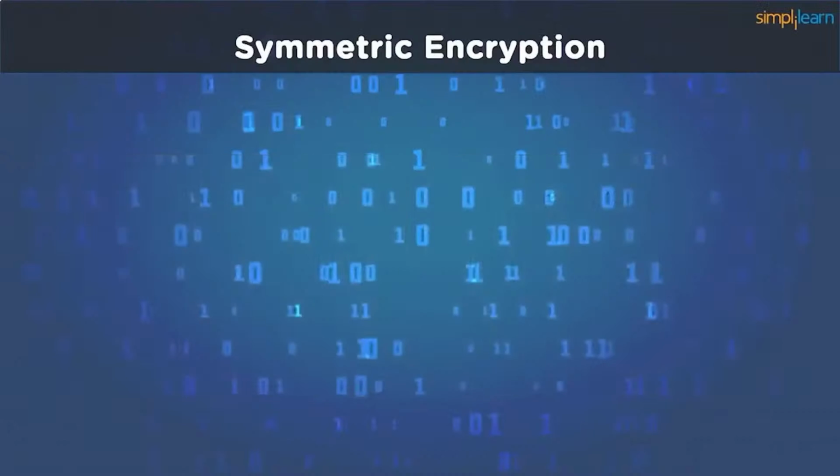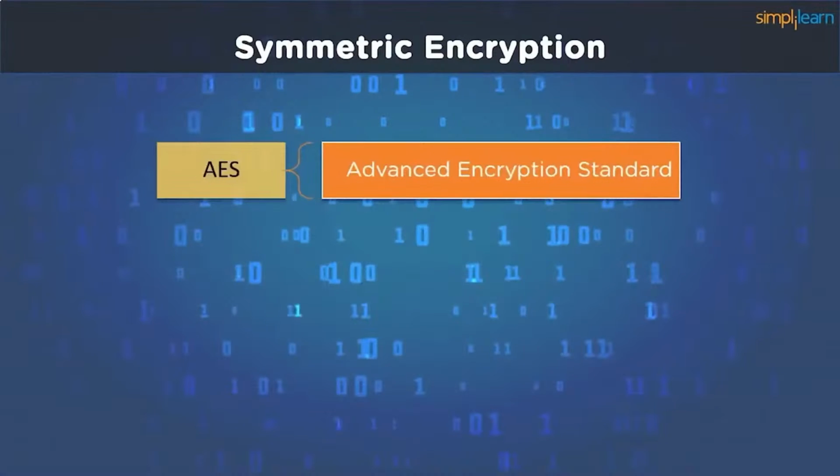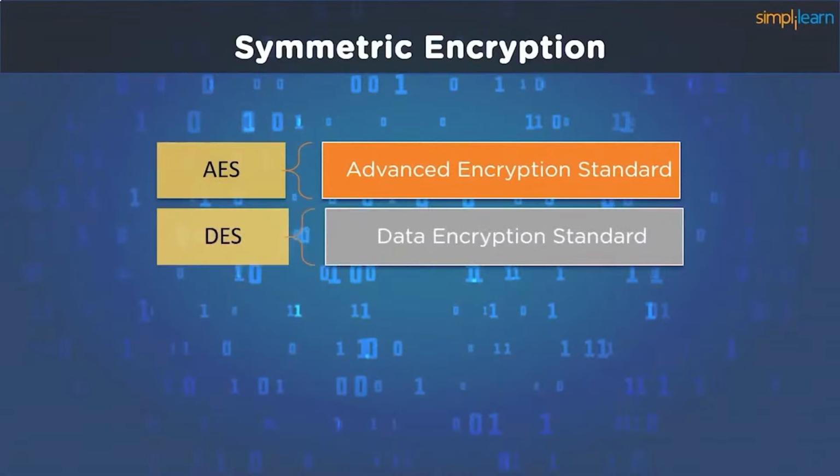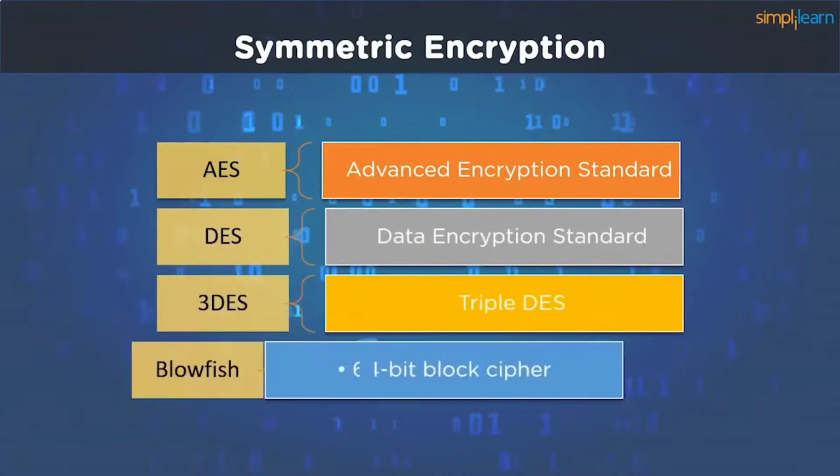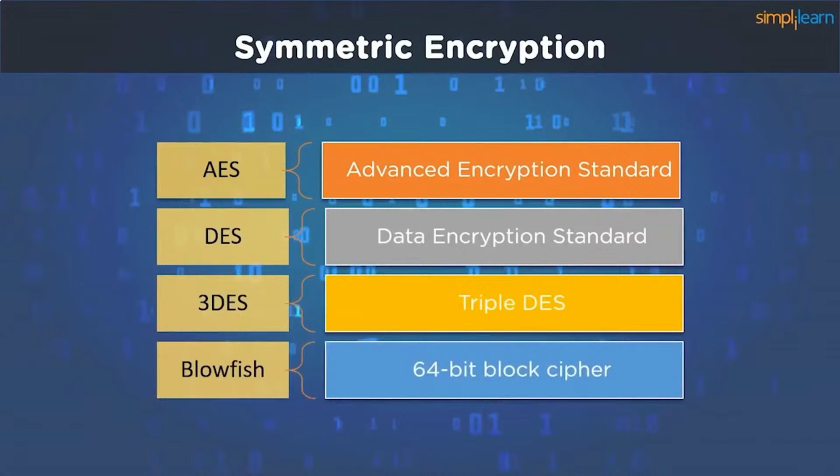In today's world, the most widely used symmetric encryption algorithm is AES 256, which stands for Advanced Encryption Standard, which has a key size of 256-bit with 128-bit and 192-bit key sizes also being available. Other older algorithms like the Data Encryption Standard, that is DES, the Triple Data Encryption Standard 3DES, and Blowfish have all fallen out of favor due to the rise of AES.